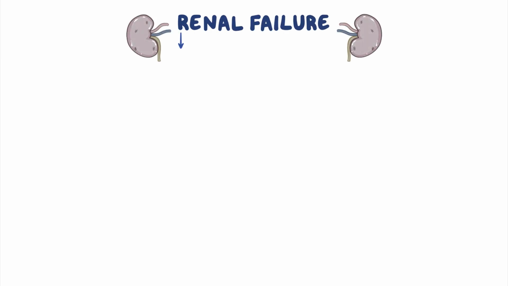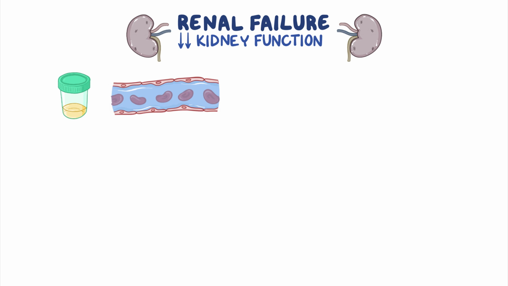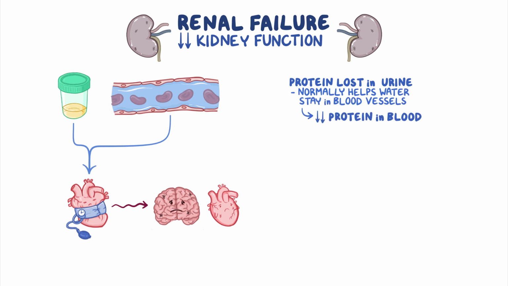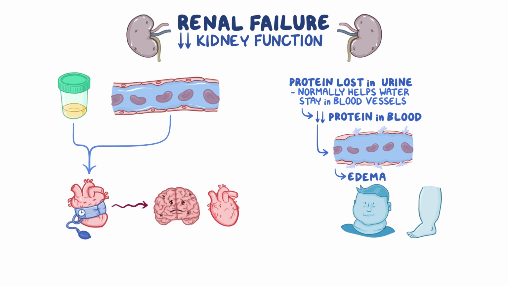Renal failure means decreased kidney function, which may cause less formation of urine and building up of excess water in the circulation. This leads to high blood pressure, which can damage other organs like the brain and heart. In addition, the protein lost in the urine normally helps water stay in the blood vessels. With less protein in the blood, water starts moving out of the blood vessels and into the tissues, causing puffiness or edema, mainly in the face and the legs.